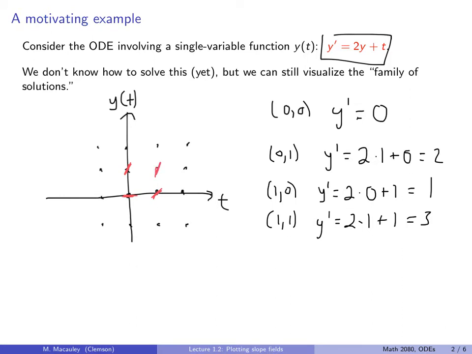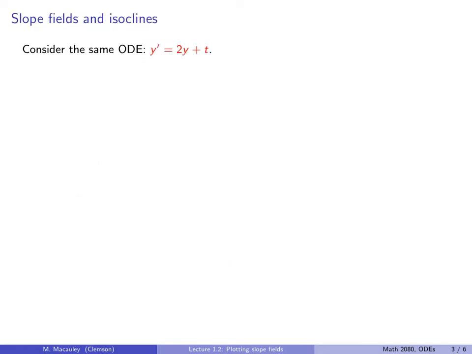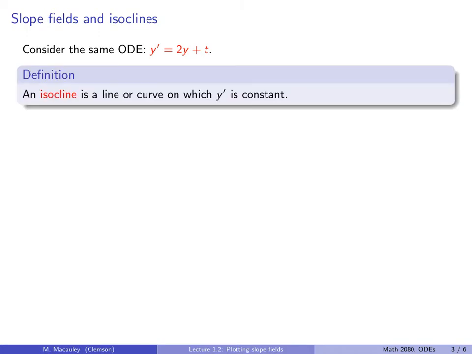Now you can see this is not helping very much. Ideally, we would like to draw a tick mark like this at every point in the plane, but this is really slow, and I guess we could do it with a computer, but it's not an optimal method. Okay, so here's a better method. Let's consider the same differential equation, or same ODE, y prime equals 2y plus t. And I'm going to say that an isocline is a line or a curve in the plane on which y prime is constant. So let's understand this by example.